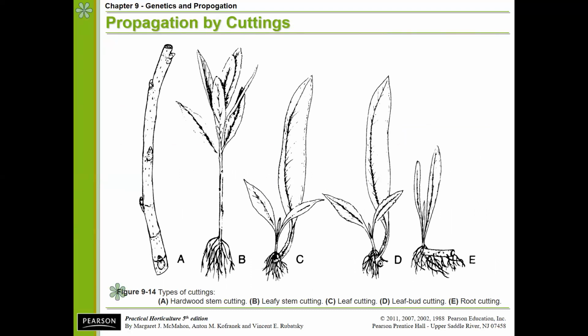B, there, we've got a leafy stem cutting. C, we've got a leaf cutting where basically we just took a leaf that was able to produce a shoot. On D, we've got a leaf and a bud. Those are usually more successful because you have both leaf meristems as well as stem meristems there. And then E is a root cutting taken from a section of root.